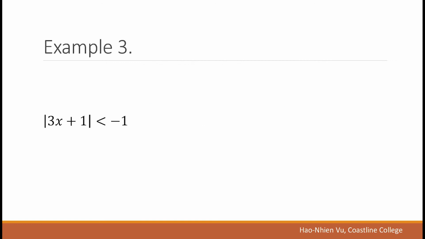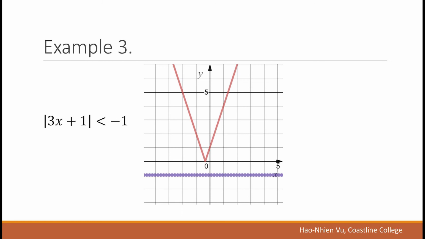All right, moving on. What happens if we have this inequality? Absolute value of 3x plus 1 is less than -1. Well, the graph looks like this, with the -1 way below the V. And so if you're looking for the absolute value being less than -1, well, no part of the graph is below -1. And therefore, there's no solution. And that makes a lot of sense because an absolute value is always positive or at least 0. It's always greater than or equal to 0, so it will never be less than -1.